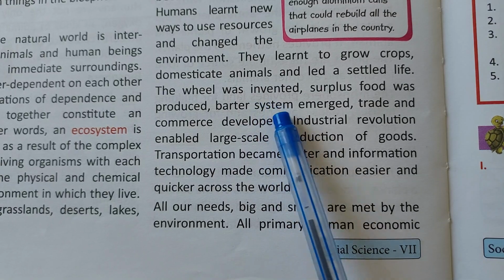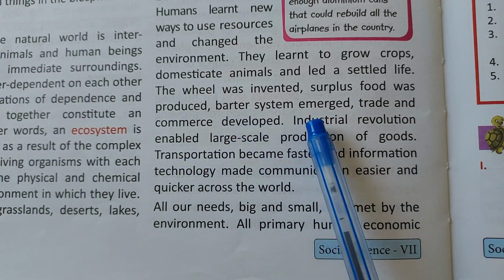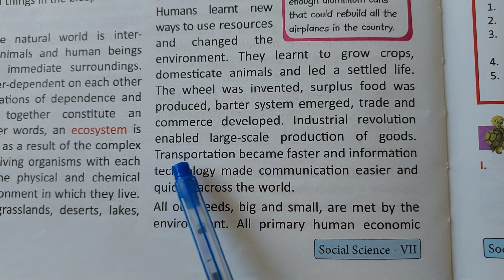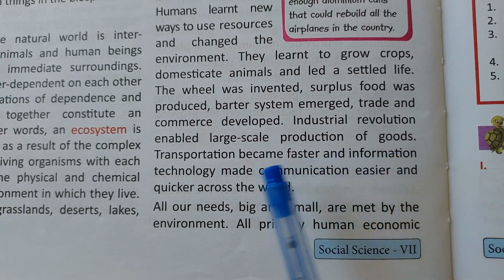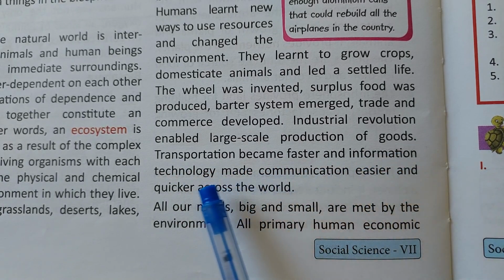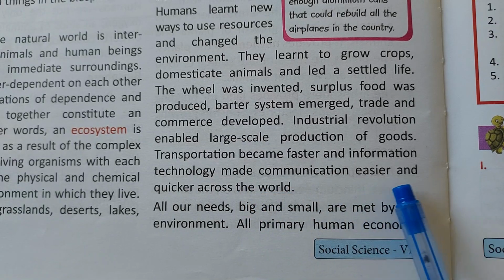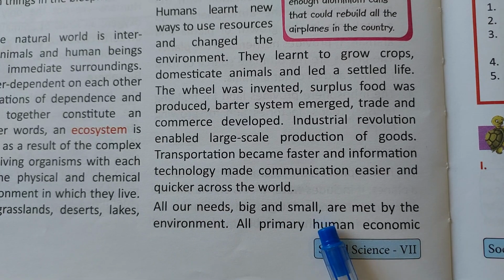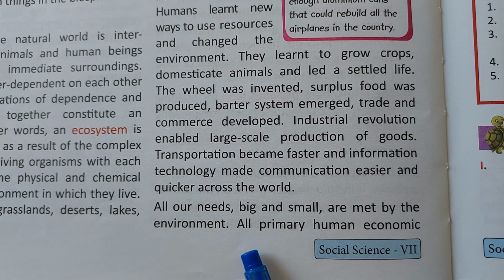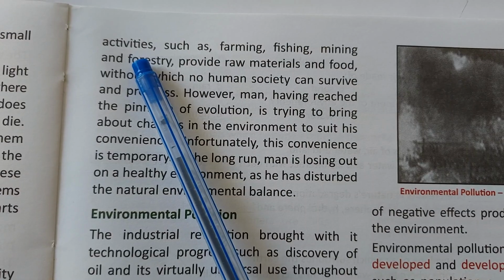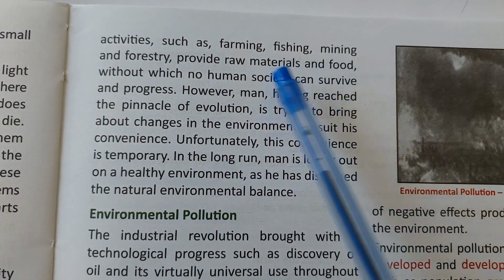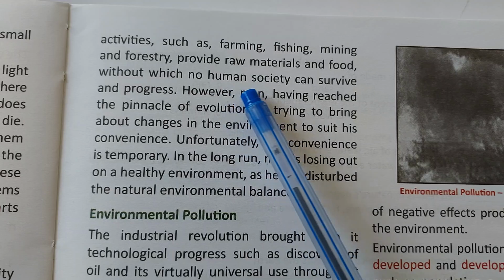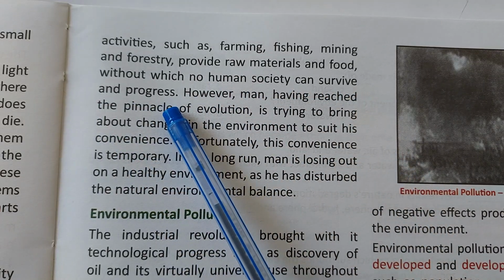The wheel was invented, surplus food was produced, barter system emerged, trade and commerce developed. Industrial revolution enabled large-scale production of goods. Transportation became faster and information technology made communication easier and quicker across the world. All our needs, big and small, are met by the environment. All primary human economic activities such as farming, fishing, mining, and forestry provide raw materials and food without which no human society can survive and progress.